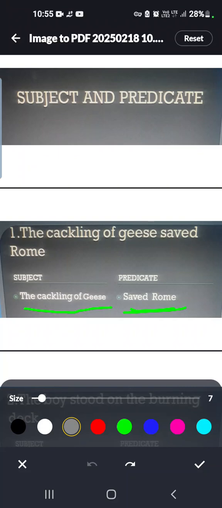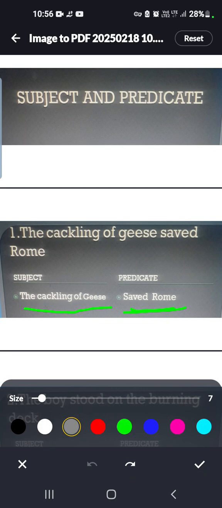Friends, today we are going to do the chapter subject and predicate. It is the first chapter from the Wren Martin book. In this exercise, we are going to discuss that when we make a sentence, then we get two parts. The first part is known as the subject, and the second part is known as the predicate.